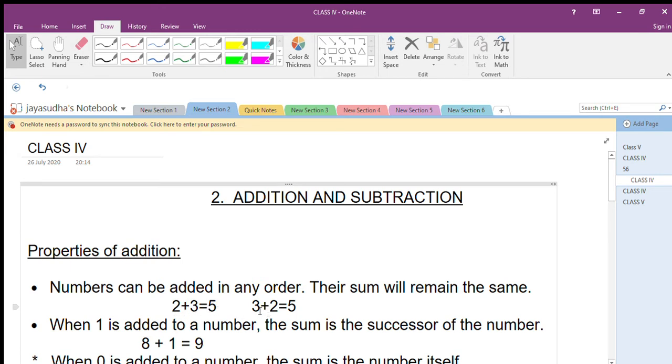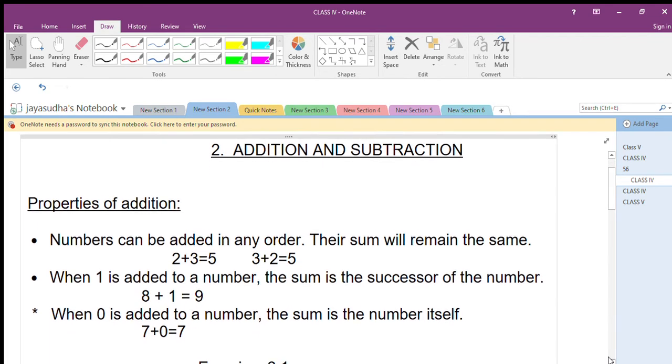Again, look here, 3 plus 2 equal to 5. So I change the order. 2 plus 3 is one order. I change the places of 3 and 2, 3 plus 2. But the answer is the same. So you can change the order to add, and you get the same answer. This is one of the properties, children.